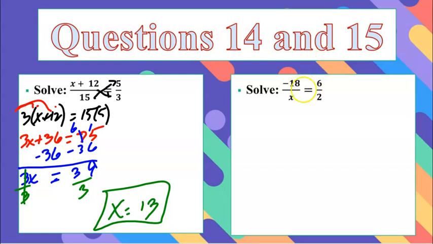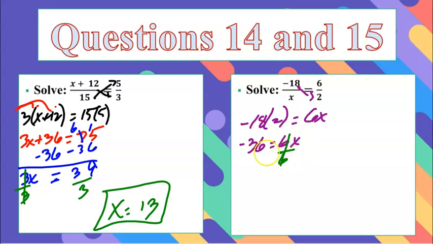Question 15, I also have proportions here. I'm going to do the same thing with cross products. So negative 18 times 2 is going to equal 6 times x. Negative 18 times 2 is negative 36 equals 6x. To get x by itself, I'm going to divide by 6 on both sides, and x is going to equal negative 6.